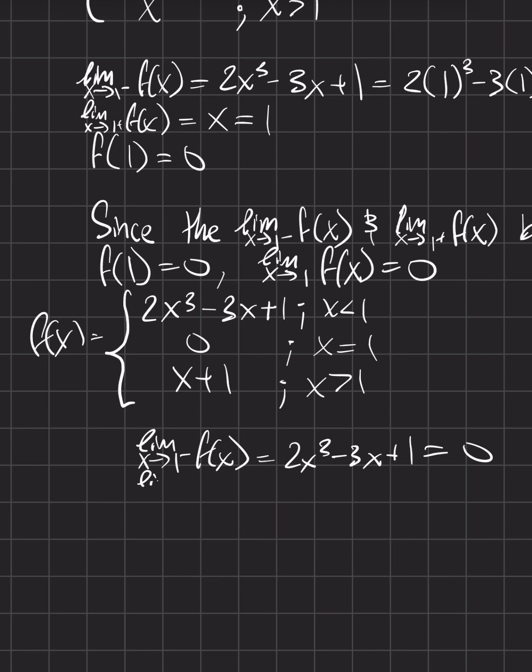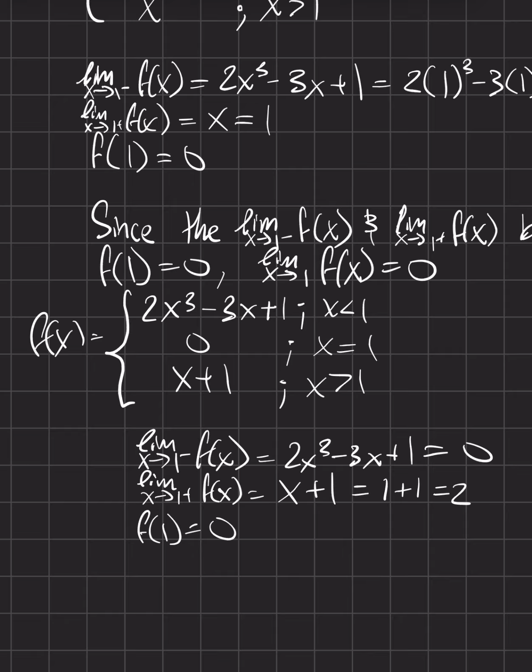And then take the limit as x approaches 1 from positive infinity of f of x. If we look back at our piecewise function, it says it's going to be x plus 1. We plug this in, we get 1 plus 1. So our limit as x approaches 1 from positive infinity of f of x is going to be 2. And then we look here because we want to know what our value of f of x at 1 is. It tells us that f of 1 is going to be equal to 0.